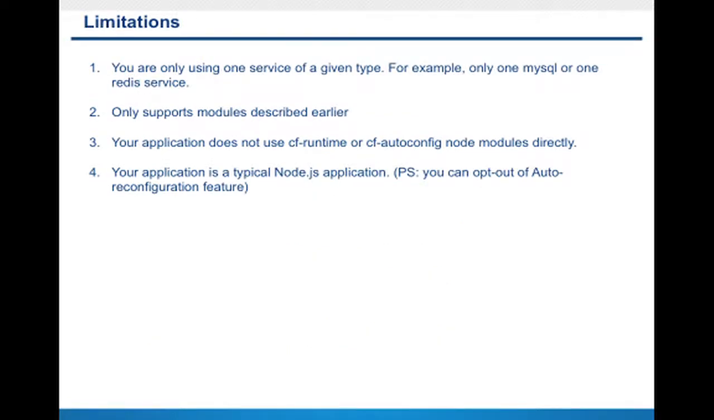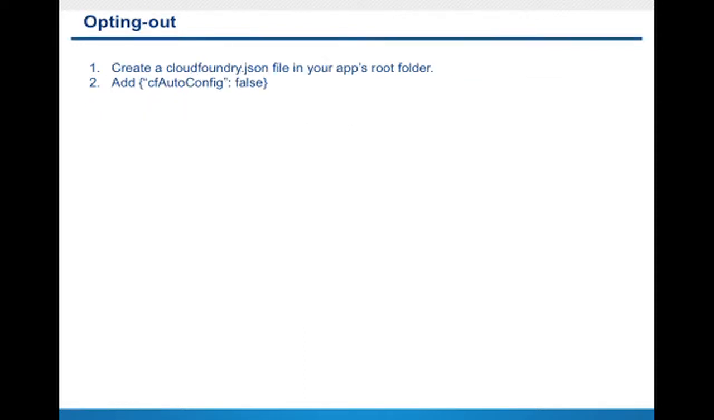Let's take a look at some of the limitations. Firstly, it assumes that you are only using one service of a given type. For example, your app only uses one MongoDB service and not multiple MongoDB services. It only supports the modules that I described earlier. And your application must not use the cf-runtime or cf-autoconfig node modules directly, because these are provided by Cloud Foundry when you upload your code. And lastly, it is supported for most typical Node.js applications.